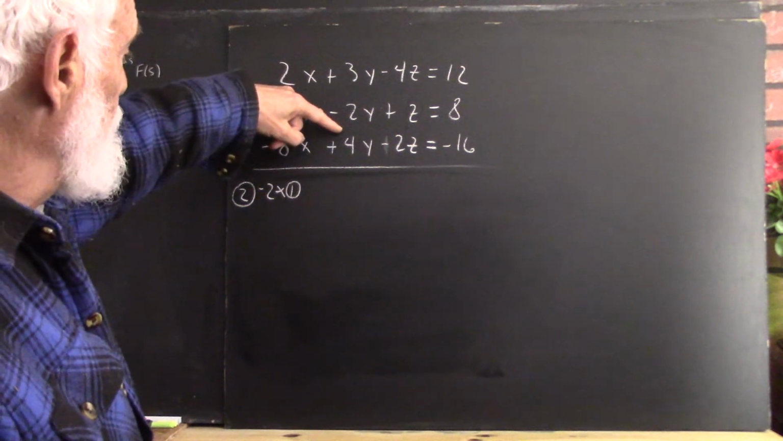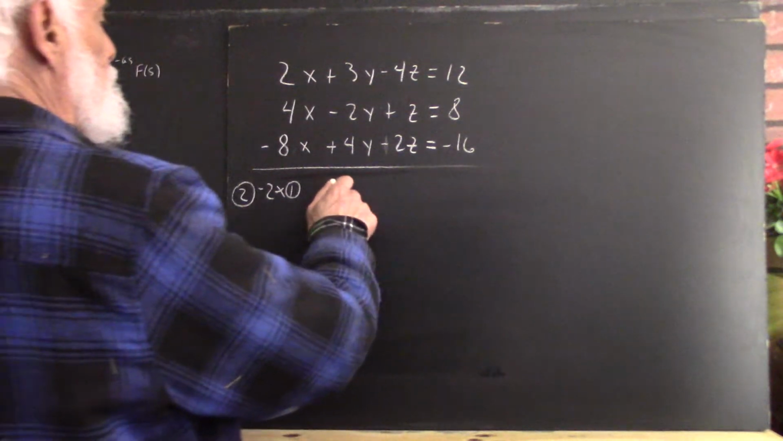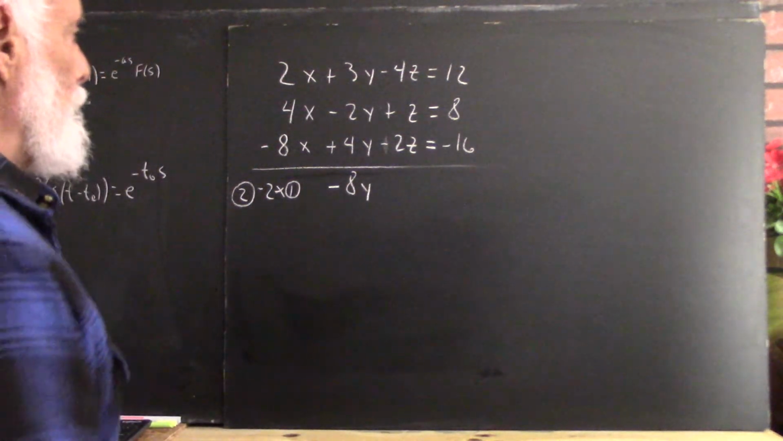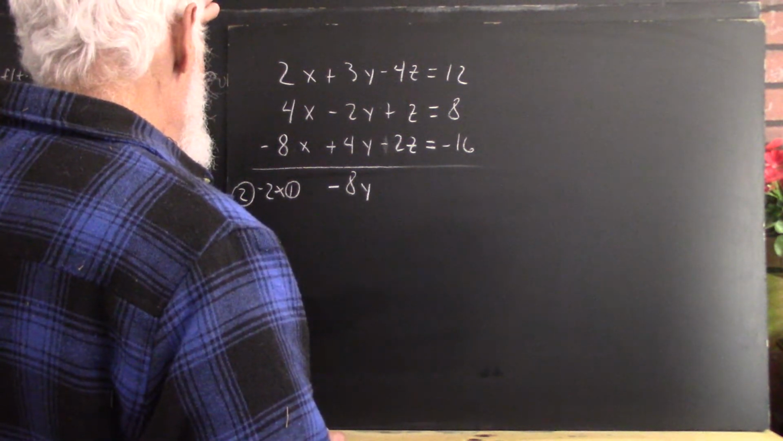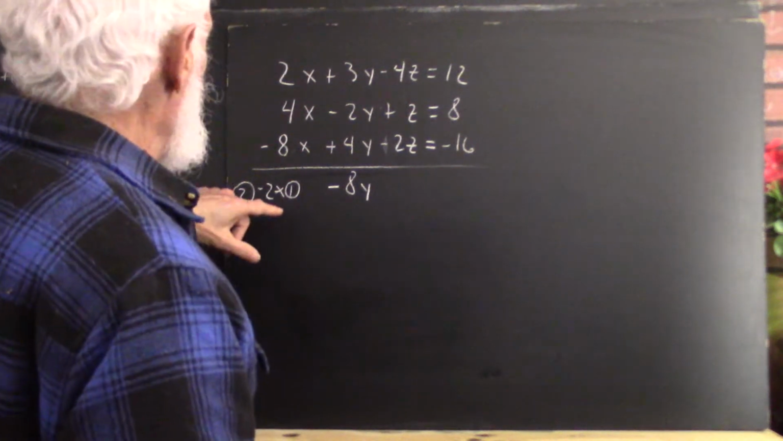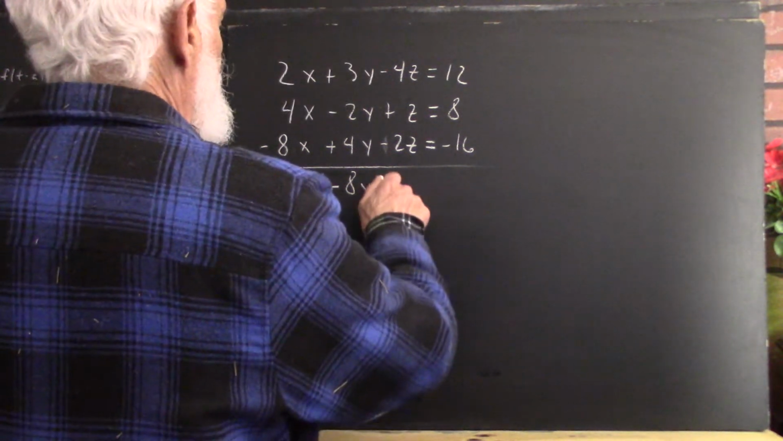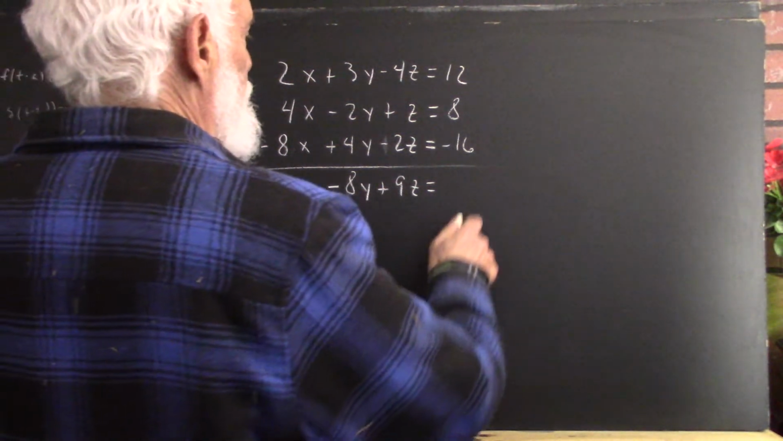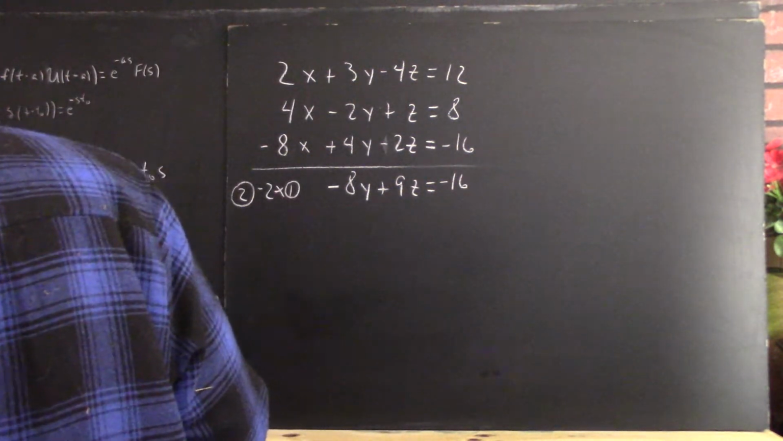So we have minus 2y and negative 2 times 3y, which is going to give me negative 8y. And then, that's right. Okay. Then negative 2 times the negative 4z is 8z added to z plus 9z. And negative 24 and 8 is negative 16. And that is the same as before, so I think I did that right.